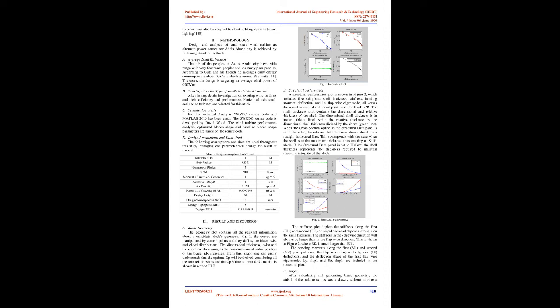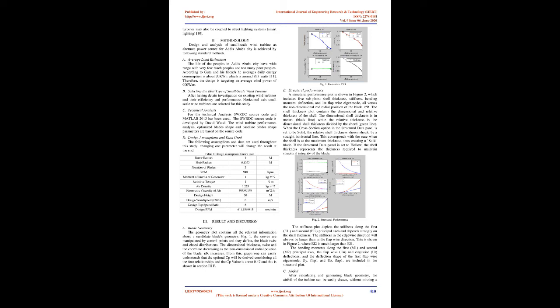Methodology. Design and analysis of a small-scale wind turbine as an alternate power source for Addis Ababa city is achieved by following standard methods. Average load estimation. The people of Addis Ababa city have a wide range of life conditions, with very few rich people and too many poor people. According to Guda and his friends, the average daily energy consumption is about 20 kWh, which is around 833 watts [11]. Therefore, the design is targeting an average wind power of 900 watts.